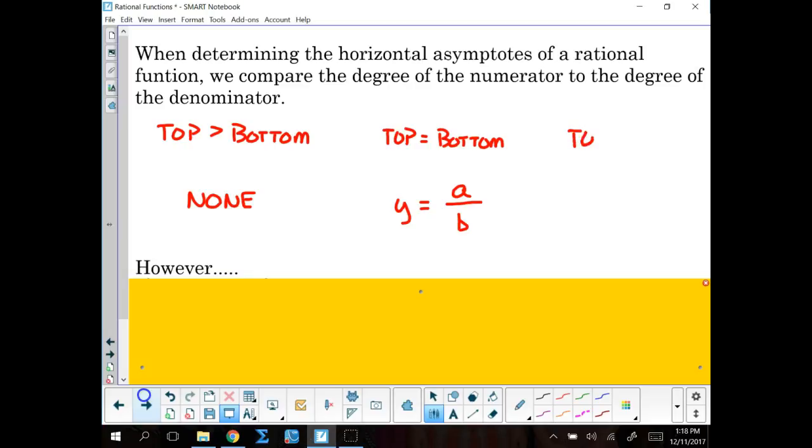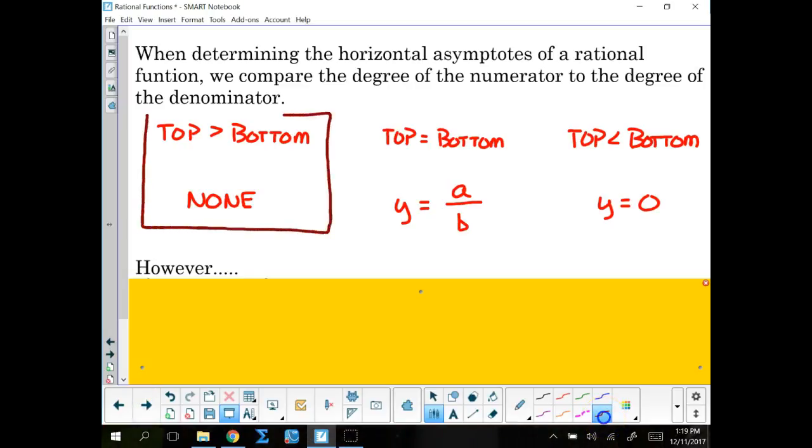What's my third option? Top is smaller than the bottom, or bottom is bigger than the top? And what's my horizontal asymptote in that case? Y equals 0. Okay? So for 2 of the 3 of those, we have a defined horizontal asymptote. It's just that third one, that none case, that we have to look at. So we're going to focus our energy here today on this one.